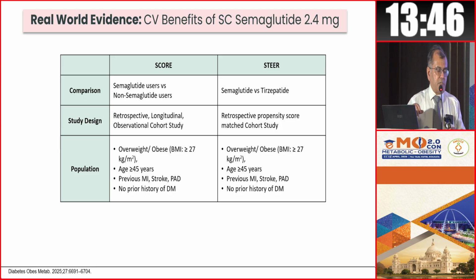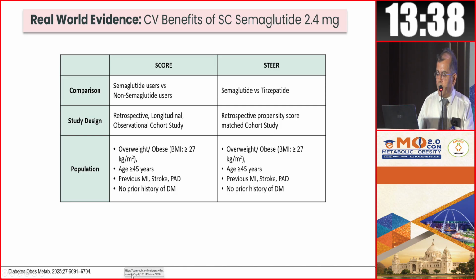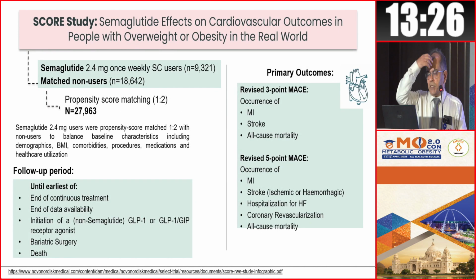You can say this is a real-world study, true, but this is not an RCT. But this is the only real-world study which has compared semaglutide with tirzepatide. It's a retrospective study, again, with similar criteria: BMI more than 27, age more than 45, history of previous MI, stroke, no prior history of DM. So let us go to the studies one by one.